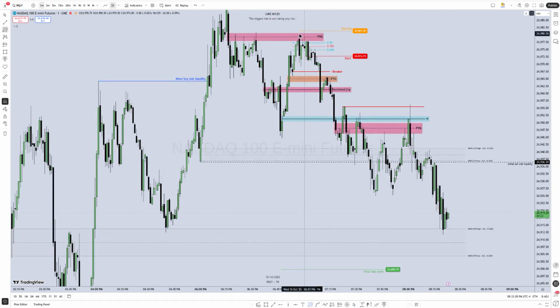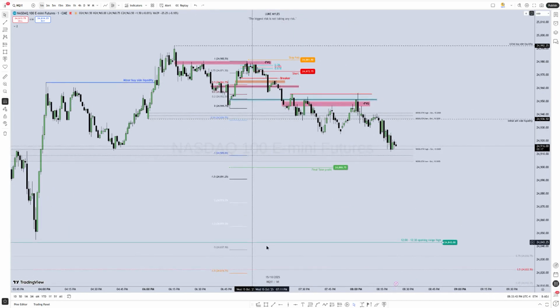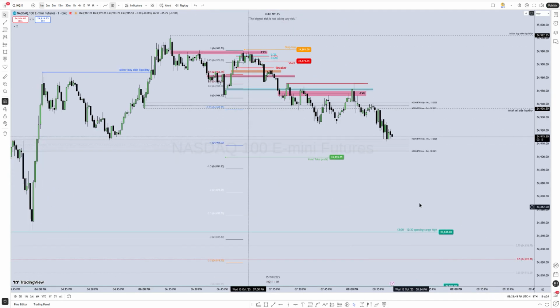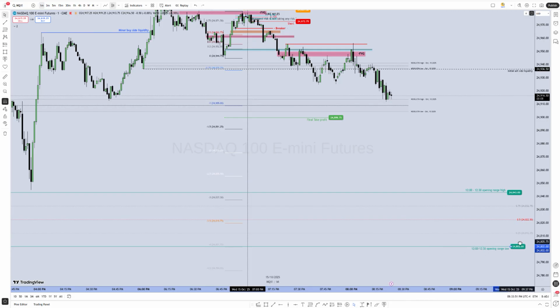If I am to measure, -1, -1.5, half of that. This is my final take profit. If I wanted, I can hold it into the 12 a.m. to 12:30 opening range right there.